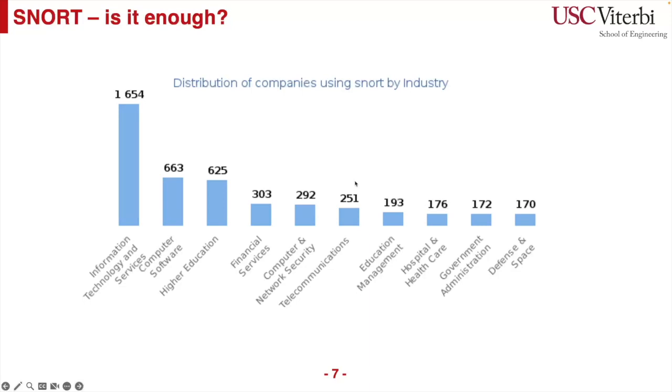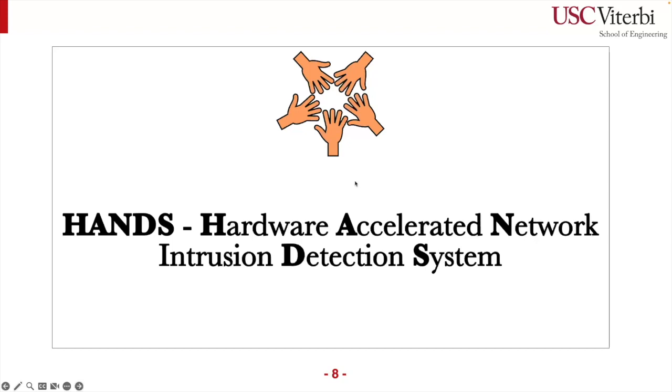This is where our network intrusion detection system gives us the best. It's called HANDS, Hardware Accelerated Network Intrusion Detection System. Just like how we trust our parents who are very protective of us, HANDS is there to protect you from any kinds of attacks, and it is a very trusted system.